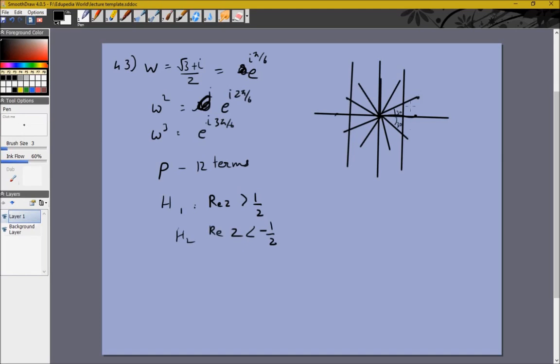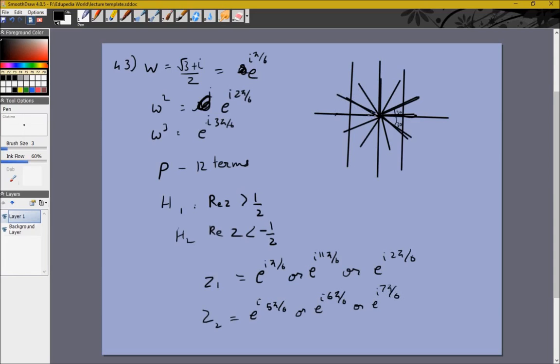So Z1 is the member of these three. So Z1 is either e to the power iota pi by 6, or e to the power iota 11 pi by 6, or e to the power iota 2 pi by 6. These three. And Z2 is either e to the power iota 5 pi by 6, or e to the power iota 6 pi by 6, or e to the power iota 7 pi by 6, which are these three.